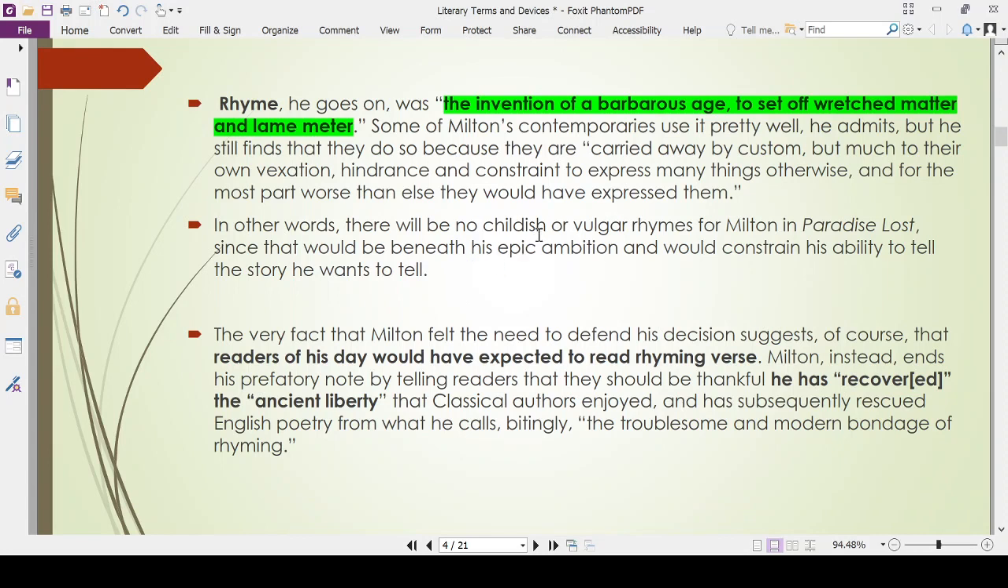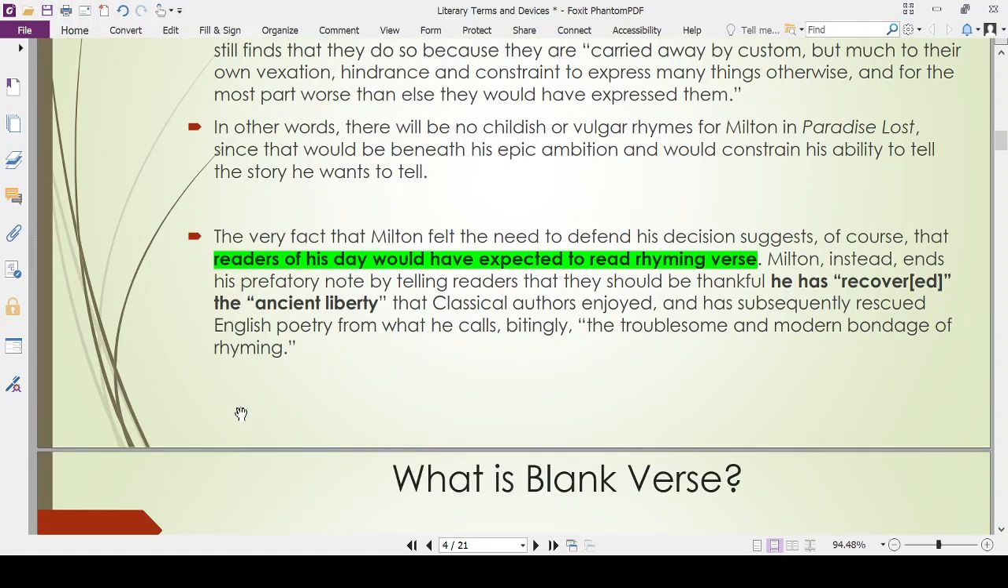So he says that there will be no childish or vulgar rhymes in my poetry, in Paradise Lost, because I have some epic ambitions. I want to tell you a story of epic proportions, and I don't want to be restricted by my poetry, by my lines. And the reason why, if we think about it, Milton felt the need to justify his decision to use blank verse tells you that the readers of his day actually expected to read rhymed verse. However, Milton tells them, hey, don't be too judgmental. I have actually recovered the ancient liberty and freedom which Homer and Virgil had. They had the freedom to talk about whatever topic they wanted without the troublesome and modern bondage of rhyming. So for him, rhyming is bondage.